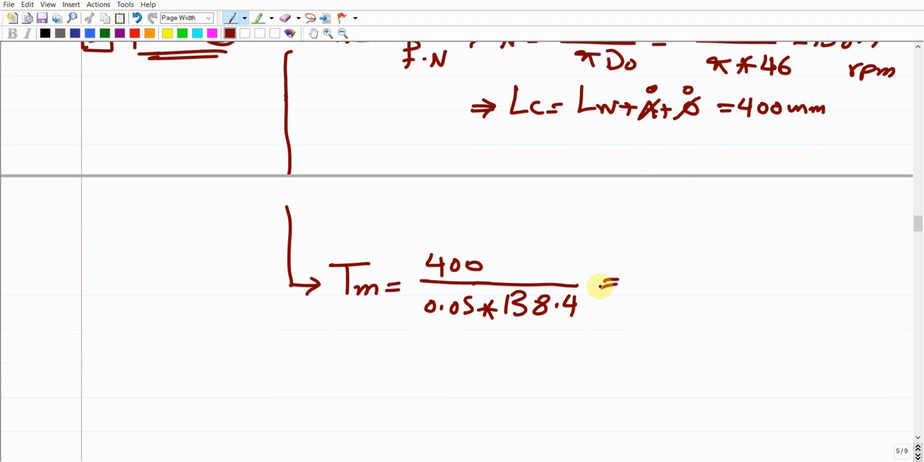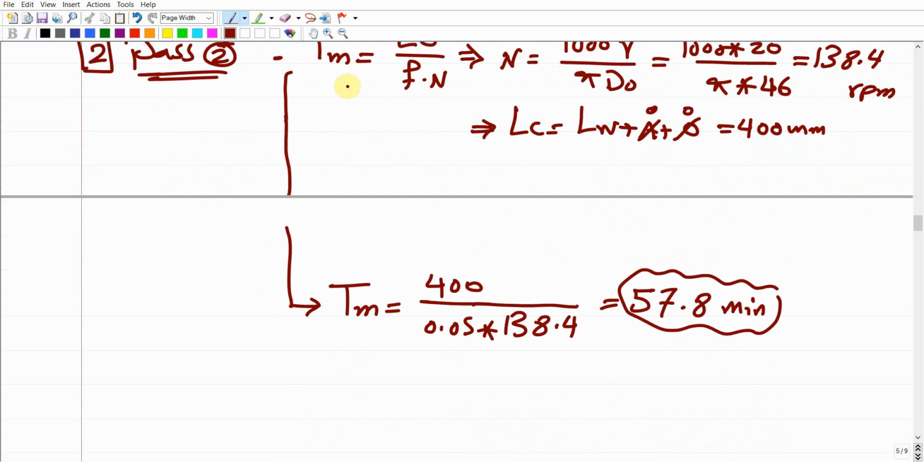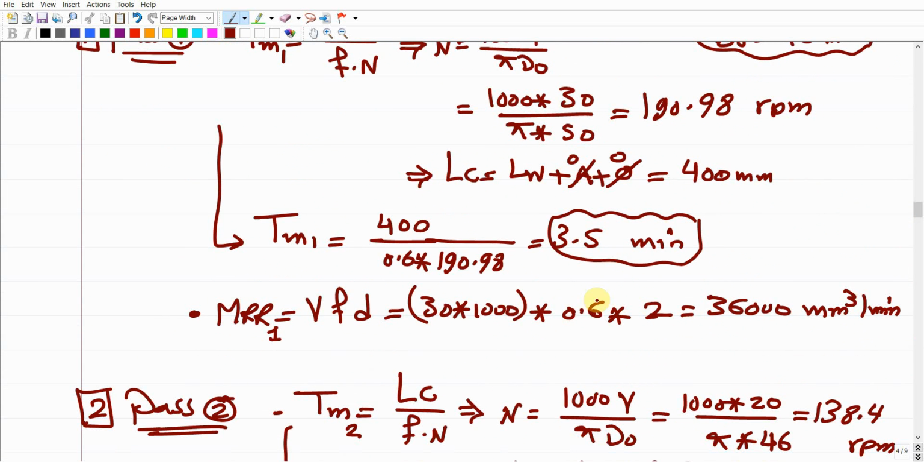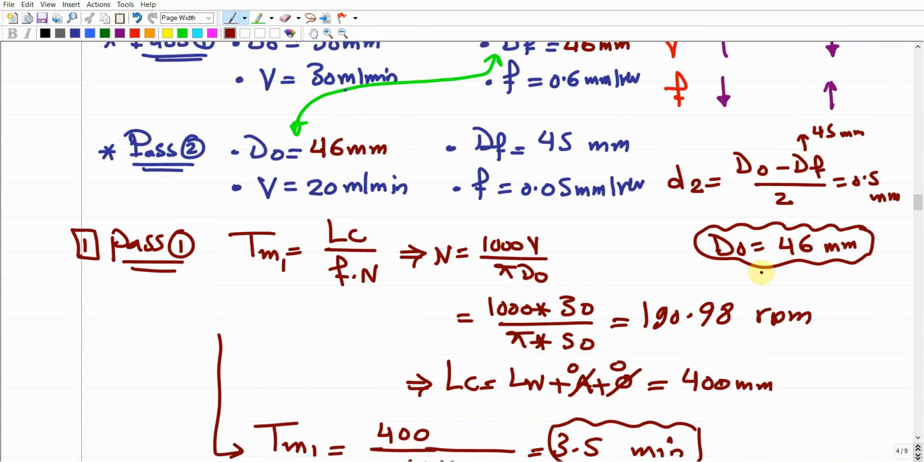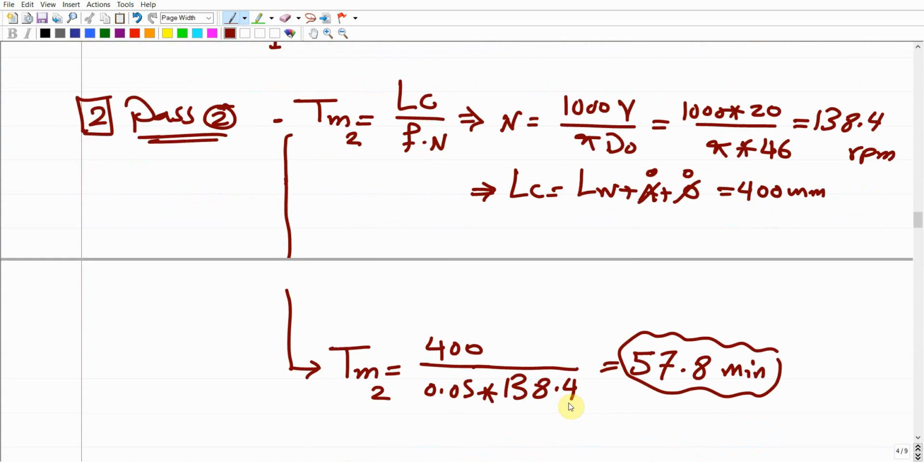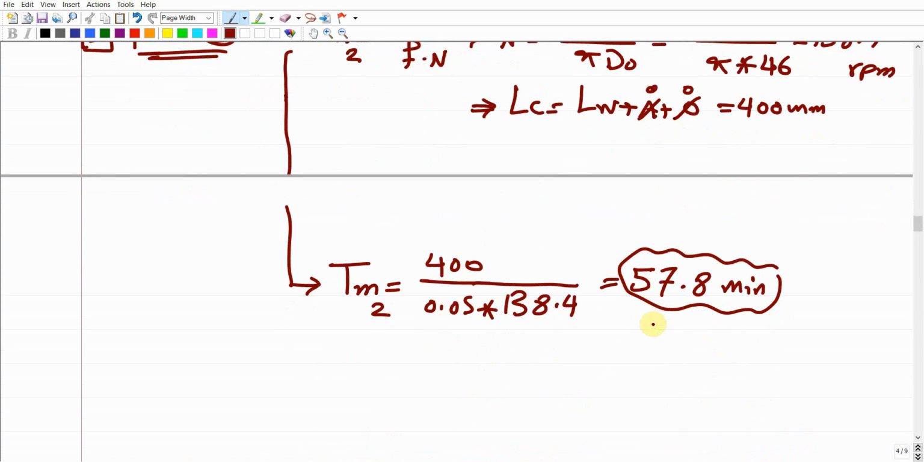This is gonna give us 0.05 divided by 400, and this is gonna give us 57.8 minutes. As you can see, we're gonna take longer time for the second pass. This is TM2 for the second pass, which is gonna be longer. Here we're gonna take only 3.5 minutes, and we're gonna remove 4 millimeters of the diameter. Here we're just gonna remove only 1 millimeter of the diameter, but it's gonna take very long time.